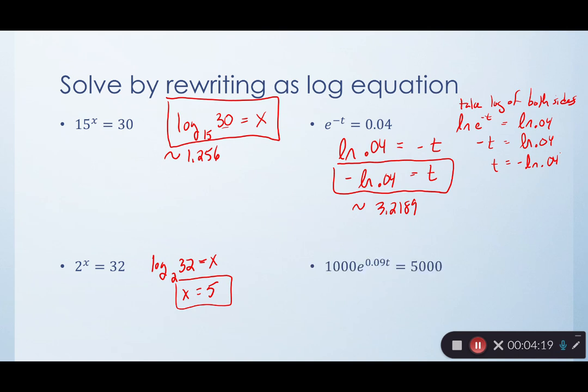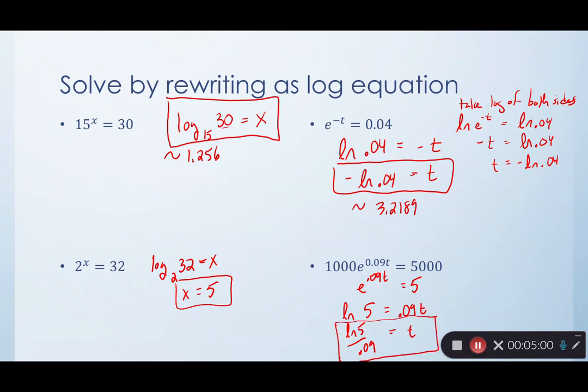Okay, now this one we do have a first step to do first, right? Because we need to get the exponential by itself. So we need to divide by 1,000. So this one we're going to have e to the 0.09t is equal to 5,000 over 1,000, which is just 5. And then we're going to rewrite that as a log, right? Log base e of 5 equals our exponent, 0.09t. And then we're going to solve this thing for t. So t is ln 5 over 0.09. And that's it. That is our exact answer.